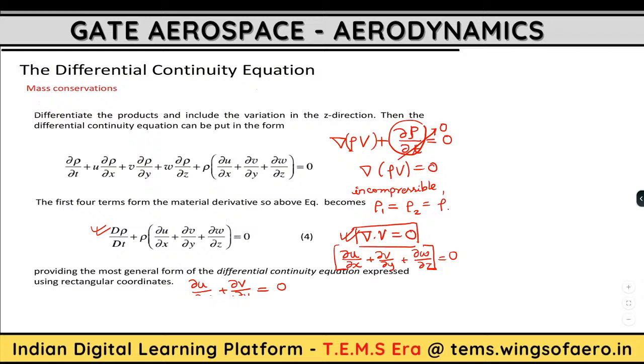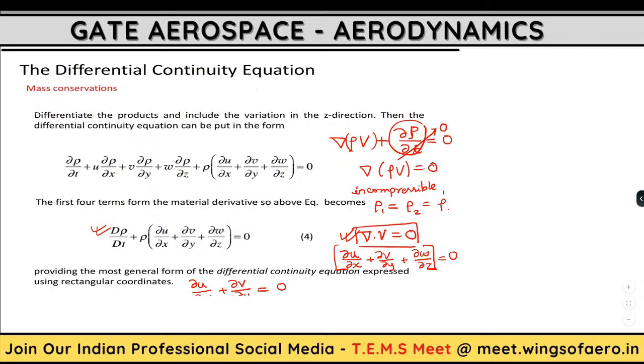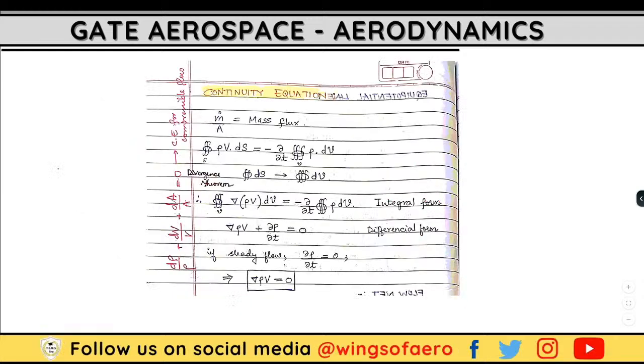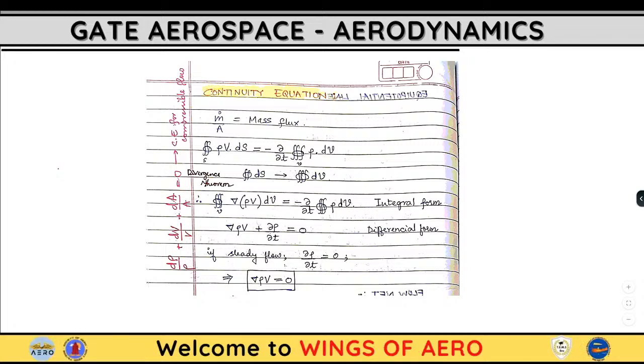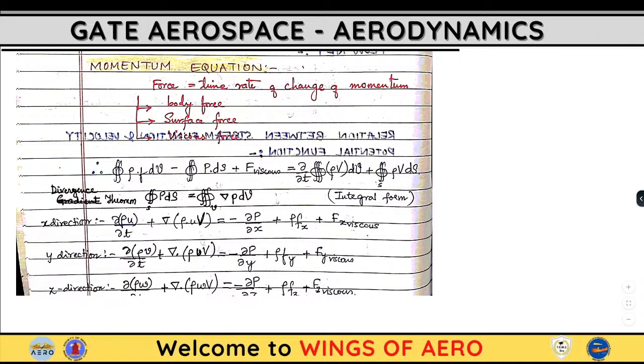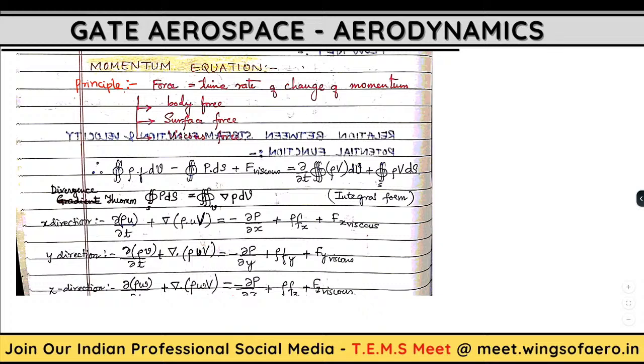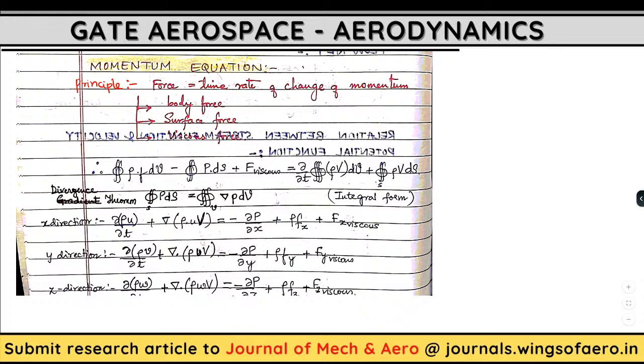Moving to next. So next, moving to momentum equation. Now what is momentum equation? It shows a principle based on force equals to time rate of change of momentum. So when we decide this time rate of change of momentum, okay, it represents what kind of force first.